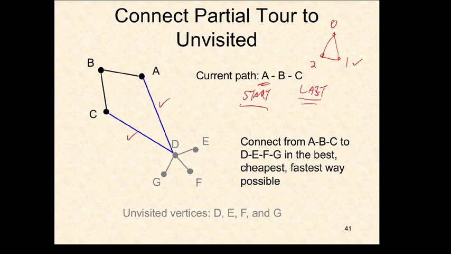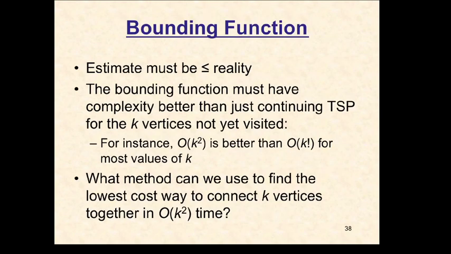Let's go back a few slides to the estimator complexity. So we said the estimator must be less than or equal to reality. With a few different vertices, maybe the MST plus the connecting edges would actually look like the optimal tour. I picked an example that doesn't. So the estimate must be less than or equal to reality, and it should be faster to calculate, would be good. If it's slower to calculate than finishing the tour, that would be bad.